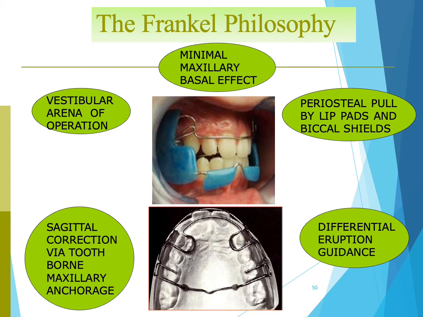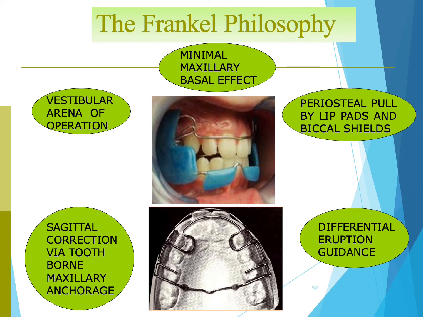Firstly, the vestibular arena of operation. According to Frankel, the dentition is influenced by perioral muscle function. Abnormal perioral muscle function creates a barrier for the optimal growth of the dentoalveolar complex. Thus, the Frankel appliance is designed to hold the muscle of the buccal and labial areas away from the dentition so that the dentoalveolar structures are free to develop. In addition, the Frankel appliance acts as an exercise device, or an oral gymnastic device, that aids in correction of the abnormal perioral muscle function.